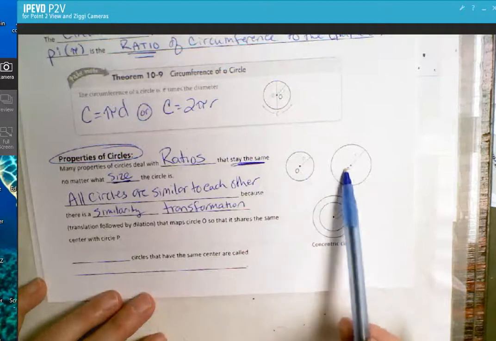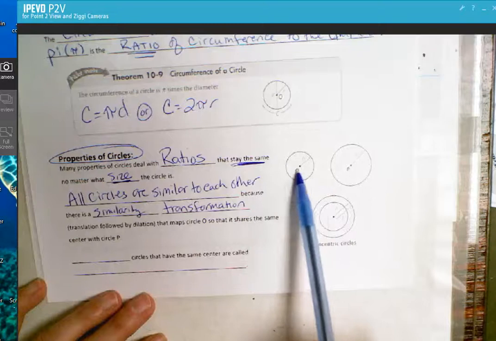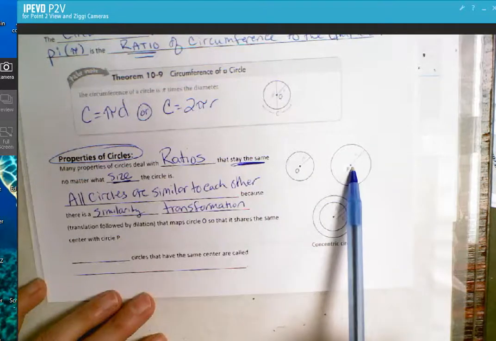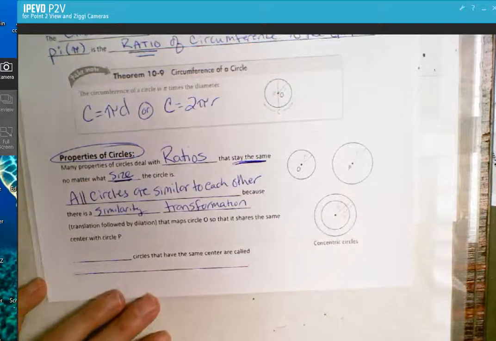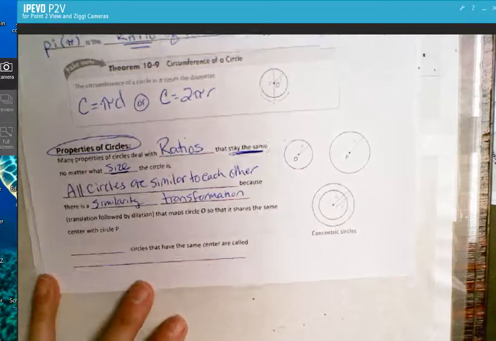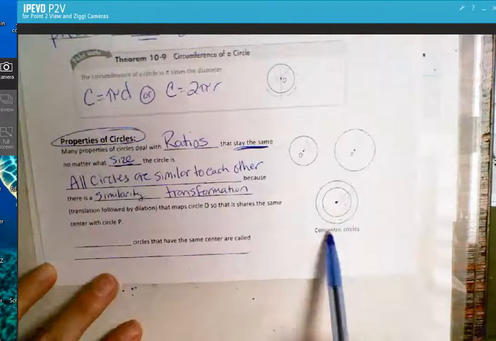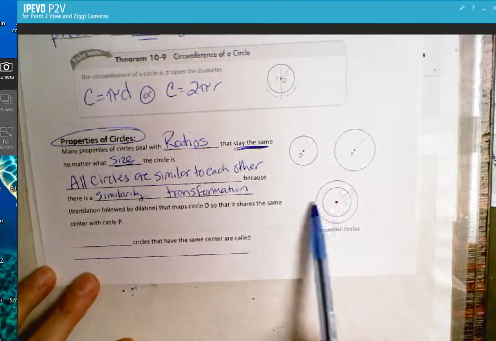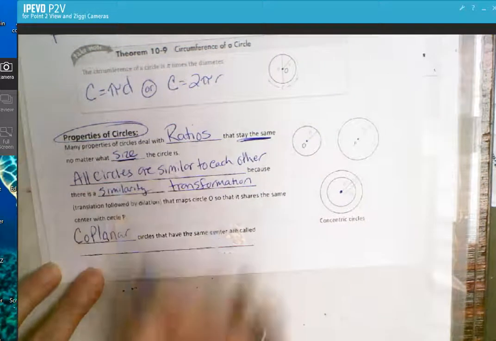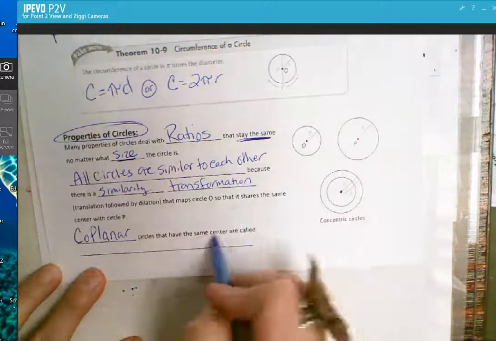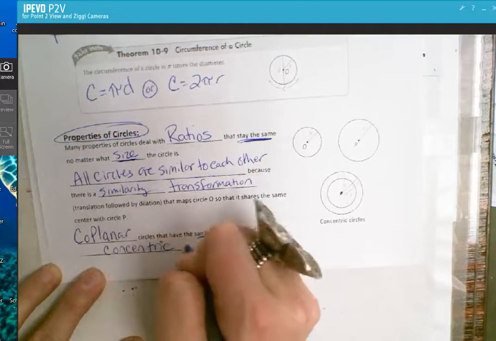If I take a look at circle O and circle P, they're different sizes, but I can show that every single time, no matter what the circle, I can translate it so that O and P are right on top of each other, and then I can dilate it or scale it up so that they're the same exact circle. So there is a similarity transformation for every single circle. Circles that are different sizes but share the same center are sitting on top of each other with different radii. If they're coplanar, meaning they're on the same plane, circles that have the same center are called concentric circles.